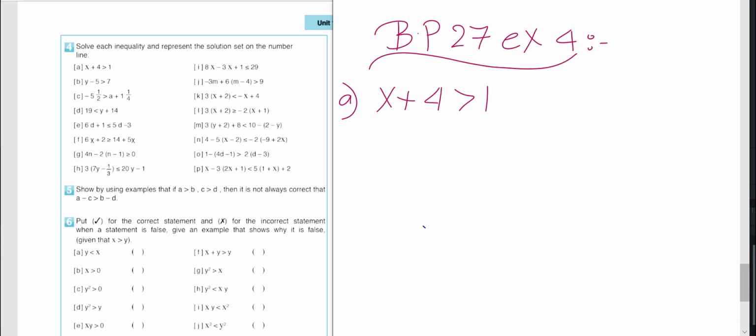Open your book, page 27, exercise number 4, letter A. X plus 4 more than 1. It says here solve each inequality and represent the solution set on the number line. Let's see together: x plus 4 more than 1. You will deal with it exactly as you dealt with the equation. I have plus 4 here, so minus 4 on both sides. So x plus 4 minus 4 more than 1 minus 4 as well.